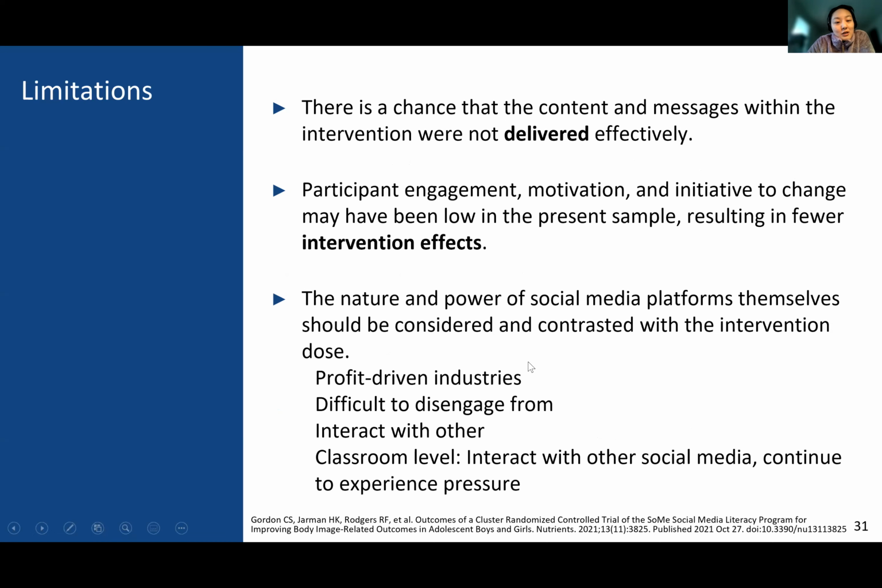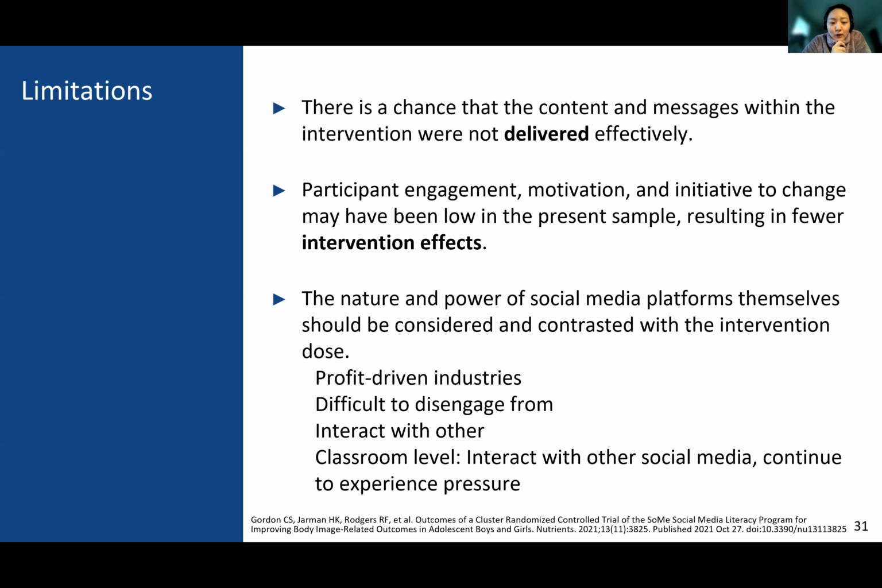And for the limitations of the study, the authors listed several. The first is that it's hard to measure whether the intervention was delivered effectively. The second is that there are factors that can affect the intervention effects, like participant engagement, motivation, and initiative to change. These might be low in the present samples and can result in fewer intervention effects.